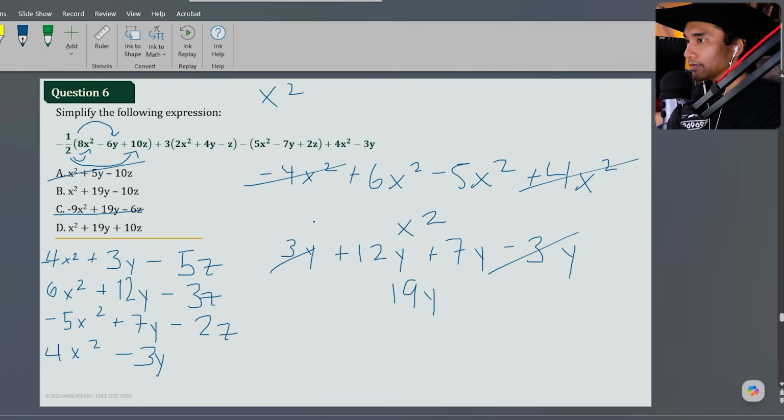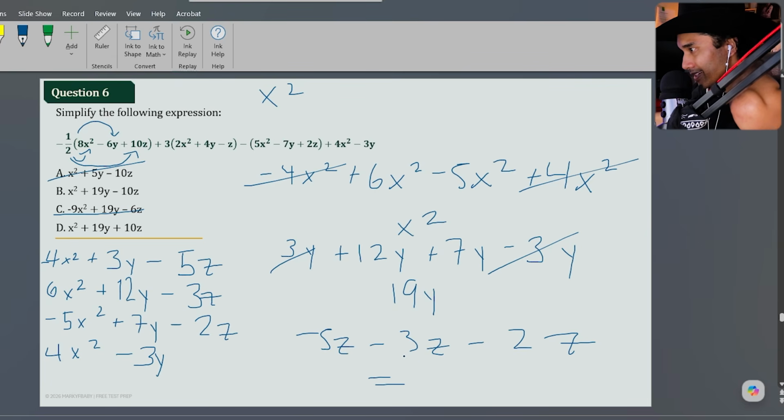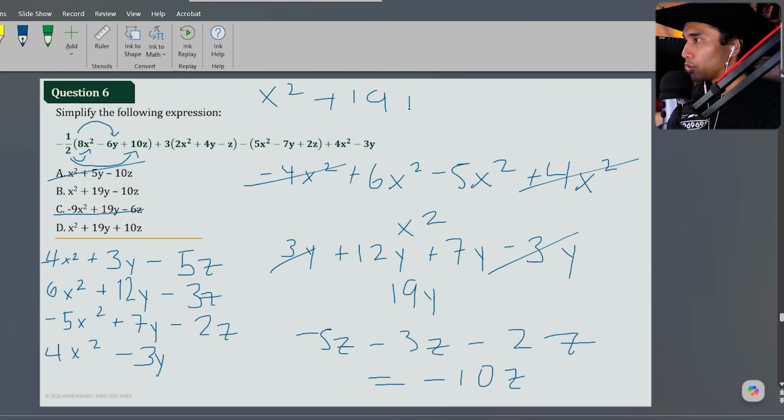Now, the last term is minus 5z minus 3z minus 2z. That brings us more down to the negatives, and that equals, well, negative 5z minus 3z, that equals negative 8z. Minus 2z, well, that equals now negative 10z. And that gives me x squared plus 19y minus 10z, and that is answer choice B and D.